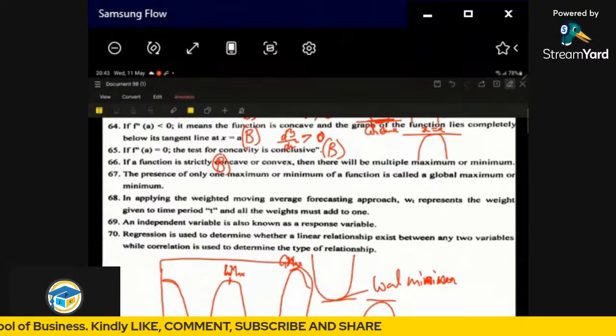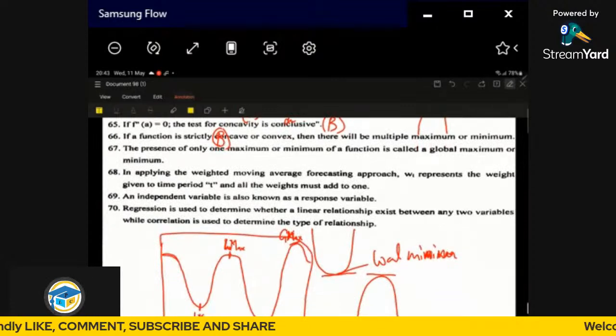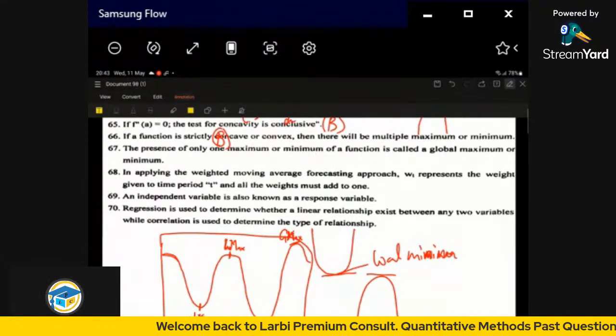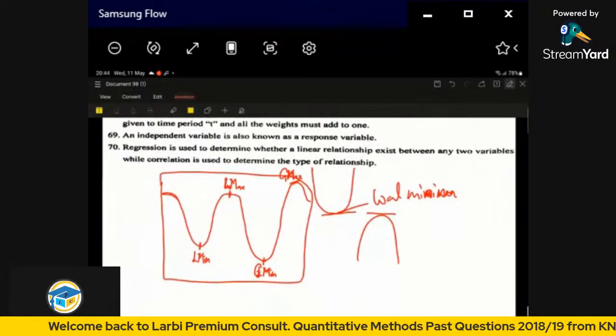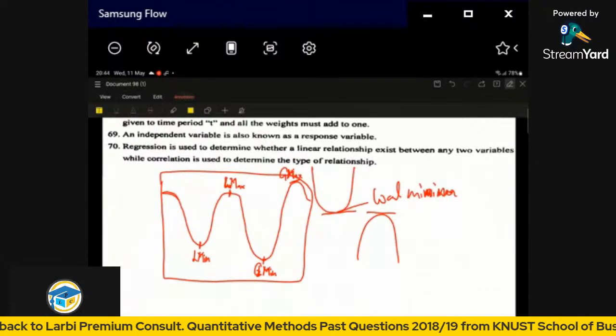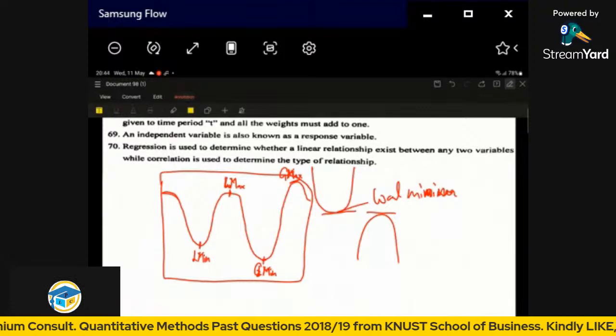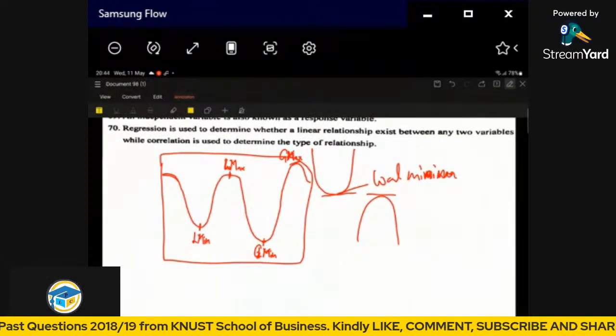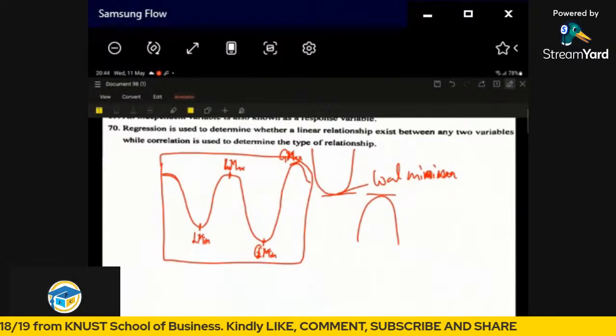Let's move on to question number 67. The presence of only one maxima or minimum of a function is called a global maxima or minima. When you have a maximum or minima, as I've already indicated here, it depends on the peak. It depends on if you are comparing. If you are comparing these two here, we can say that we have this to be a maxima or a minima.